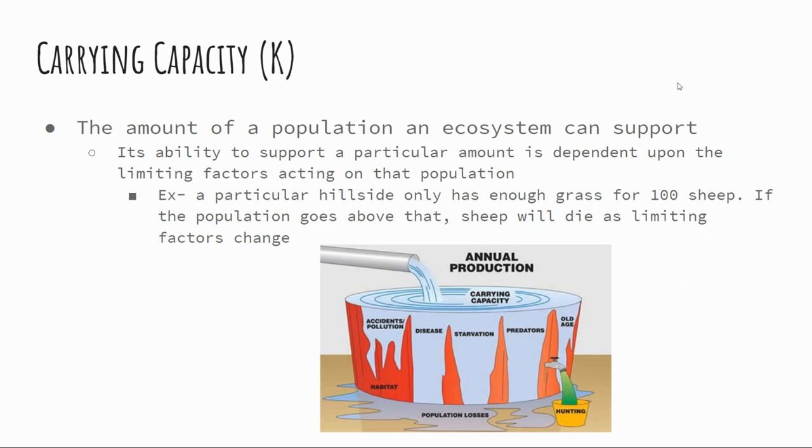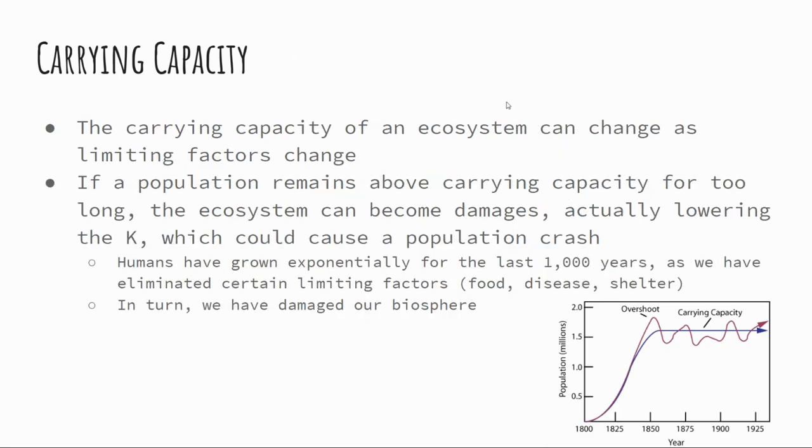Carrying capacity, also signified as a capital K, is the amount of a population an ecosystem can support. This is also a great example of a limiting factor. Its ability to support a particular amount is dependent upon the limiting factors acting on a population. The carrying capacity of an ecosystem can change as limiting factors change. If a population remains above the carrying capacity for too long, the ecosystem can become damaged, which lowers the carrying capacity and could cause a population to crash.